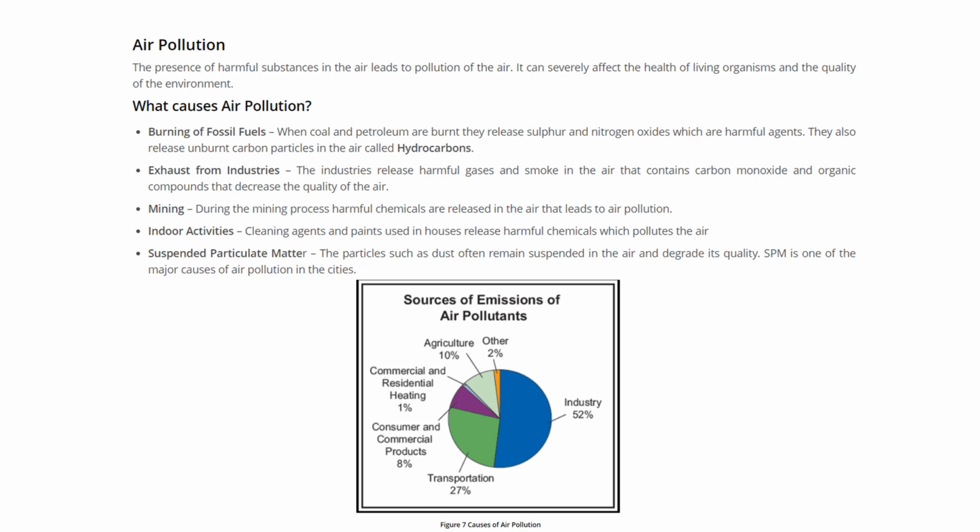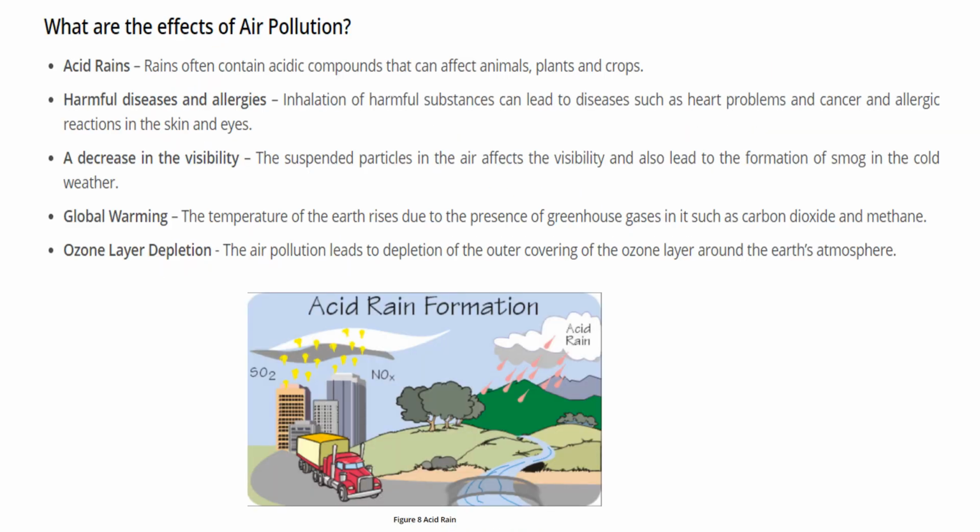So the sources are 52% from the industries, 27% from transportation, 8% from consumer and commercial products, 10% from agriculture, 1% from commercial and residential heating, and 2% are other reasons for the air pollutants. In the last class, we learned about the causes of air pollution.